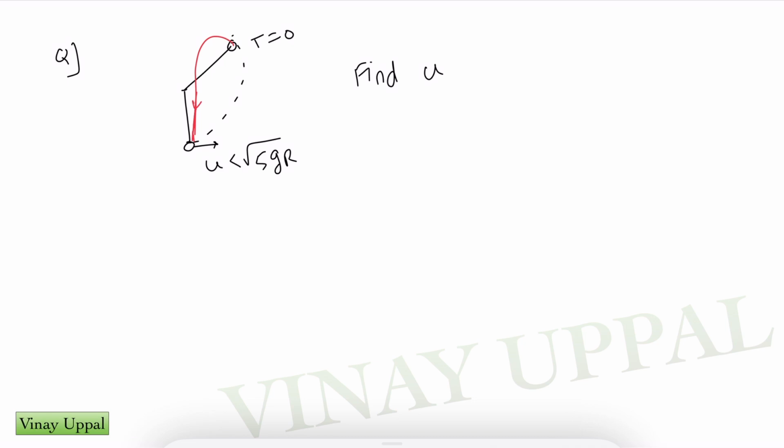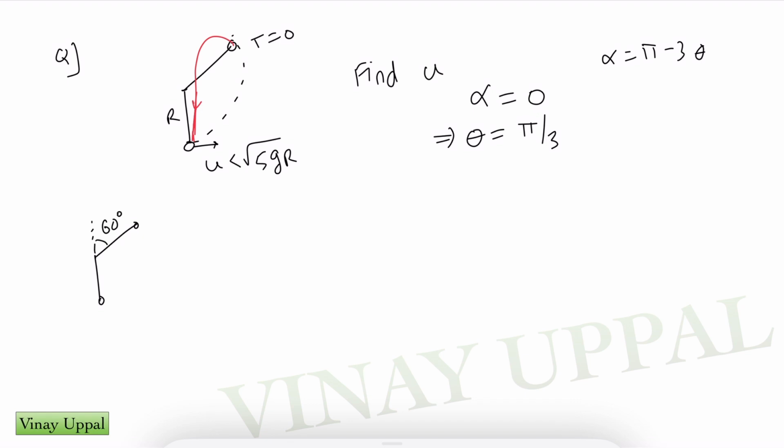So here the string will become taut again when it's back to its initial position. That you should realize, because the particle will be at a distance of r, the string length is r, from the point of suspension when it returns back to its original position. So therefore, you should be able to see that the value of alpha is 0, and therefore theta would be pi by 3. Remember, alpha was pi minus 3 theta. Okay, so the string is becoming slack when it's at an angle of 60 degrees to the vertical, and therefore can I get the speed there?